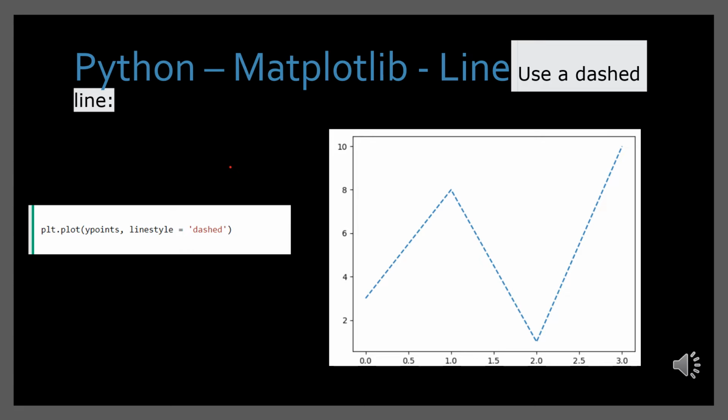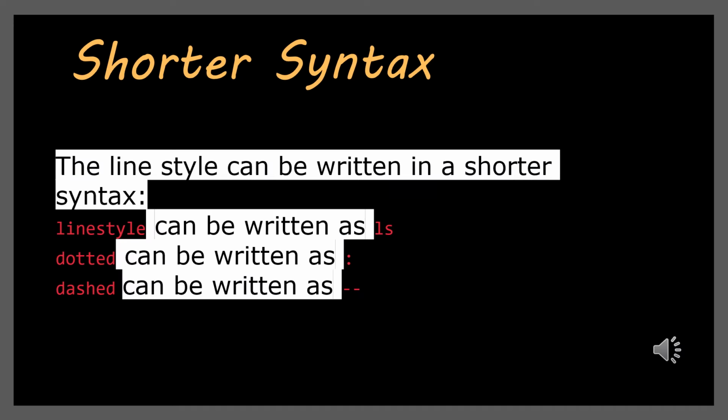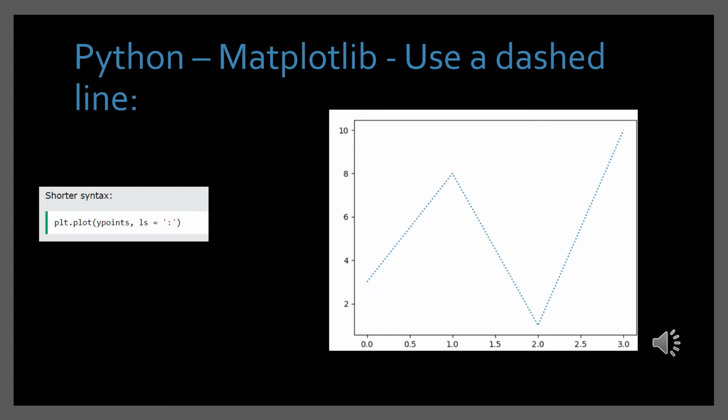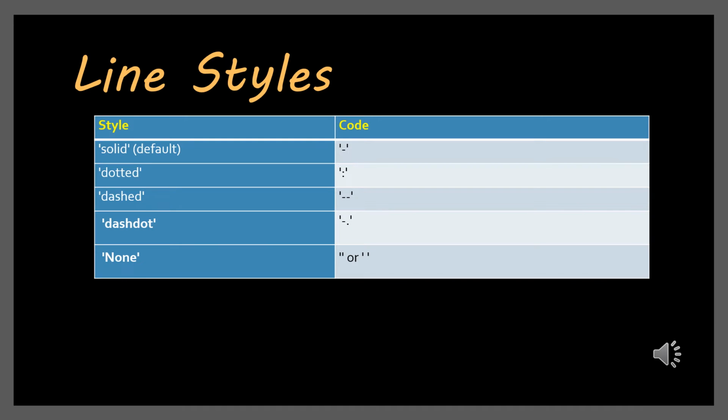To use a dashed line, we need to make the linestyle equal to dashed. So you can see on the right side of the picture it is dashed. Shorter syntax can also be used for the line styles. For the linestyle we can use ls; dotted we can use the colon, and dashed we can use the double hyphen. To use a dashed line in the short style, we have ls equal to double hyphen. Line styles: solid we can use hyphen, dotted we can use colon, dashed we can use hyphen hyphen, dashed dot you can use hyphen dot, and none you can use an empty string or space.